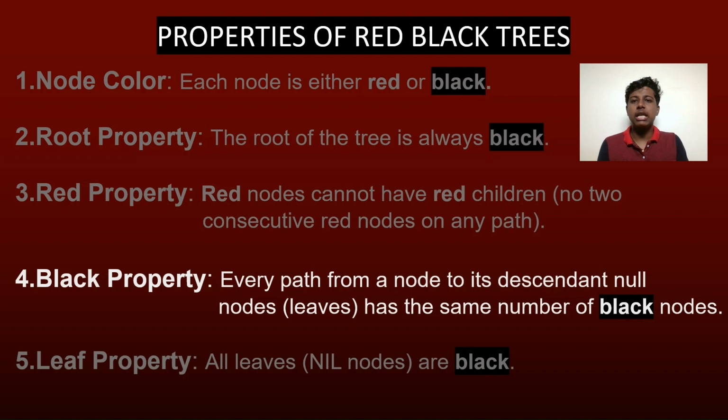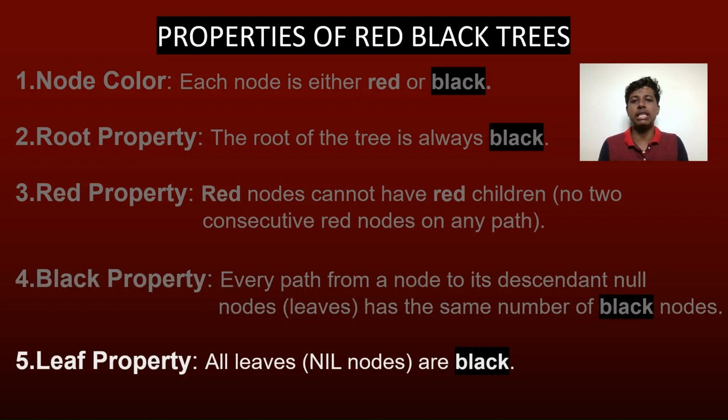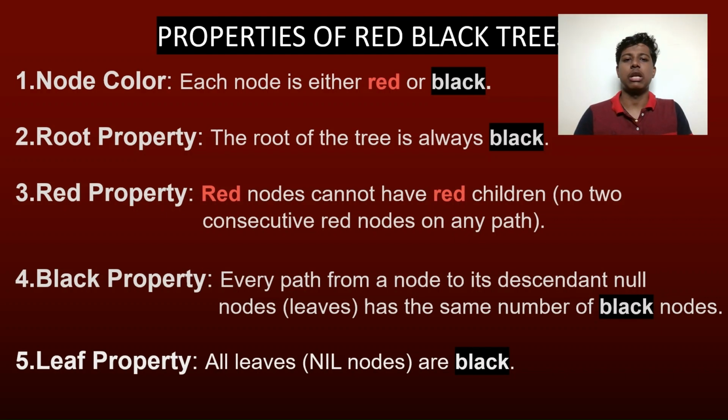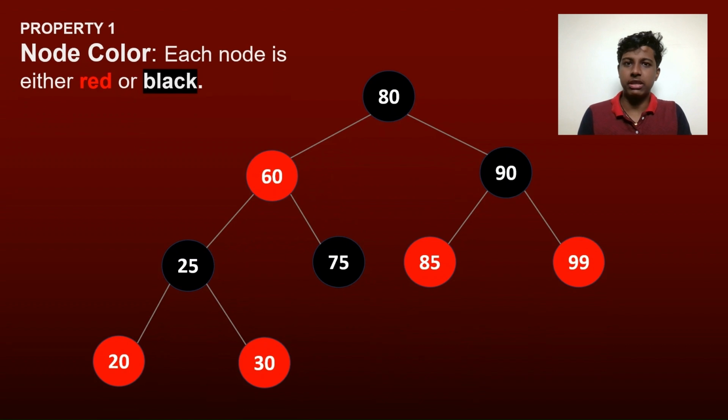The fourth property is about the black property. This states that the number of black nodes in any path is the same, which means while we traverse from a node to its leaf nodes, there will be the same number of black nodes on any path. The fifth property is about the leaf nodes, and it states that the leaf nodes are always nil nodes and they are black. Now let us look at these properties one by one.